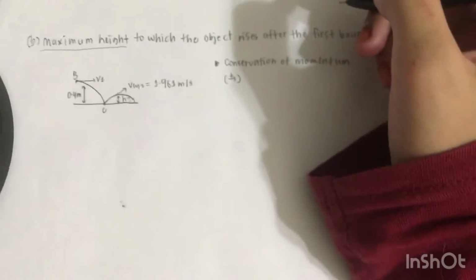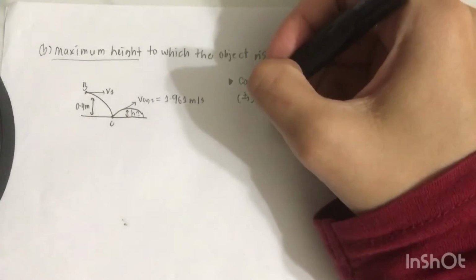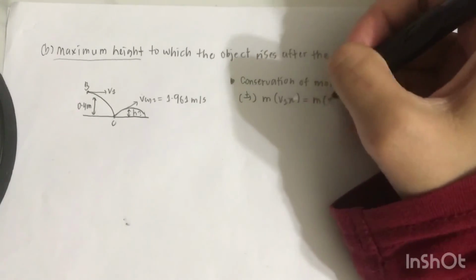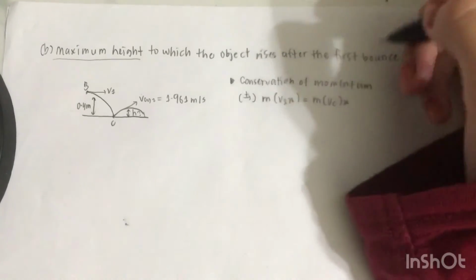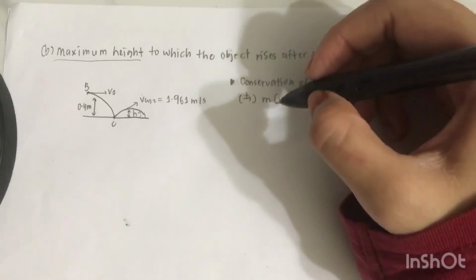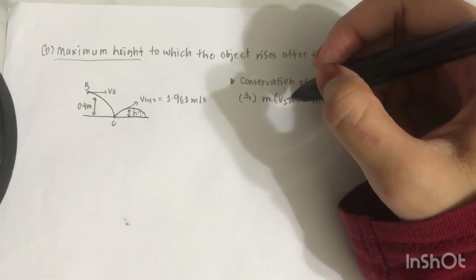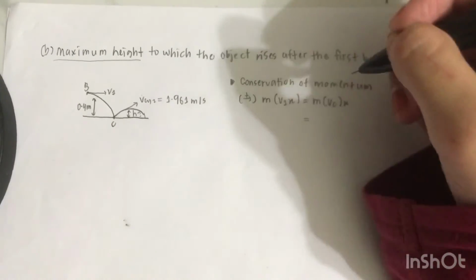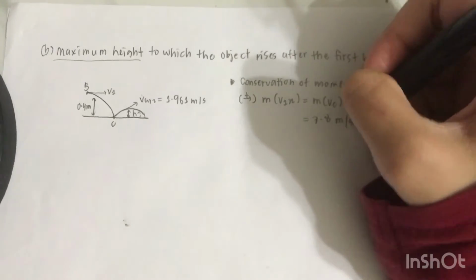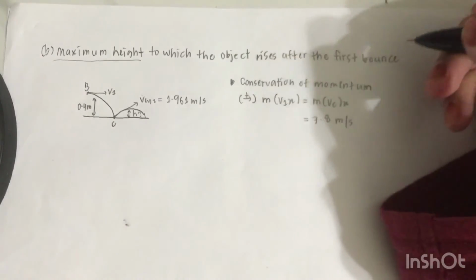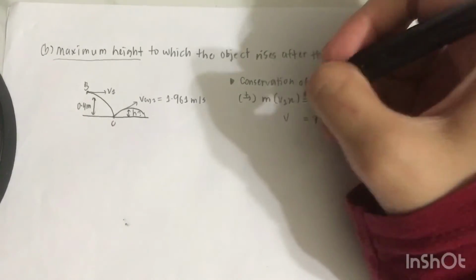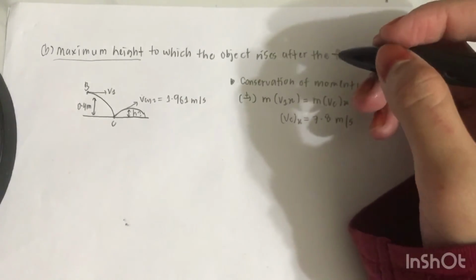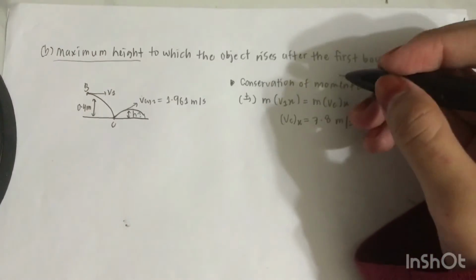This is the horizontal direction. m v1x equals m vcx. We already know that the horizontal value will remain the same, so the value will be 7.8 meter per second. It will remain the same, VCX is 7.8 meter per second.